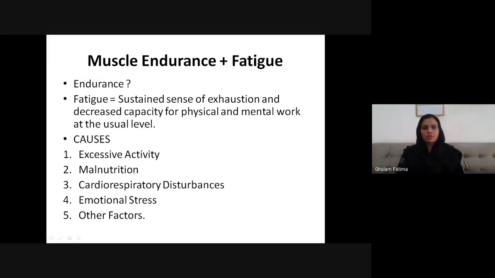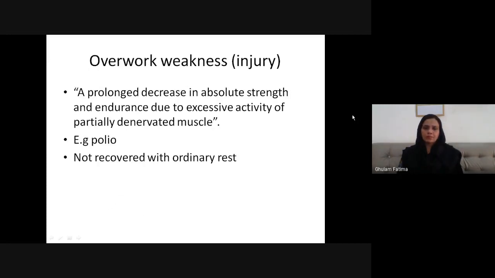The causes of fatigue can be excessive activity. That can be a main cause that can lead to fatigue. The causes of fatigue can be malnutrition. The causes of fatigue can be cardiorespiratory disturbances. Another cause can be emotional stress, that you are not feeling well and you are not feeling that enthusiastic. And there can be other factors too, mainly neurological factors, that can affect muscle endurance.